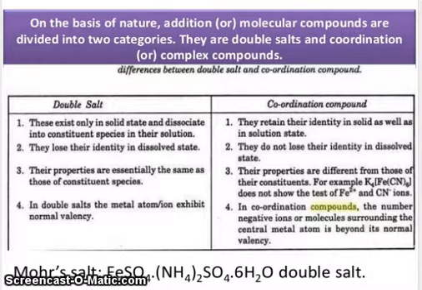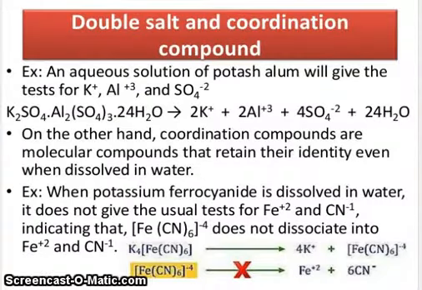So this is Mohr's salt: ferrous sulfate, ammonium sulfate, and 6H2O. Now, double salt and coordination compound. For example, an aqueous solution of potassium alum will give the test for potassium, aluminum, and sulfate.